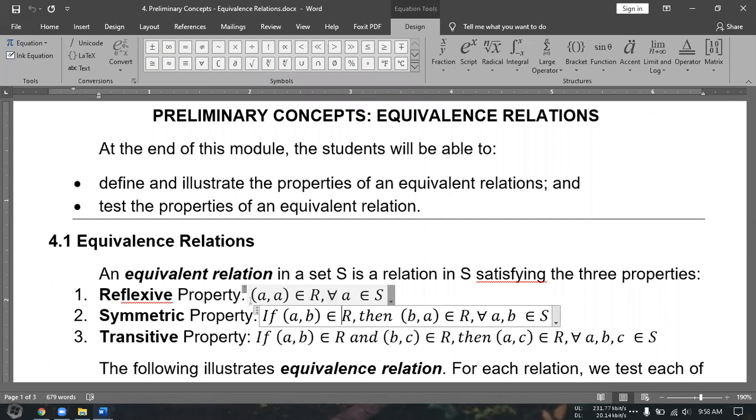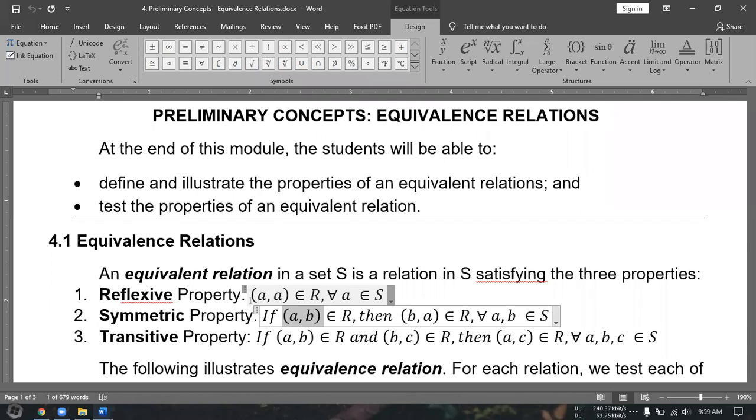And we have the symmetric property. If we have (A, B), which are elements of R, then we can also say that (B, A) is an element of R, for all A, B element of S. It's only trying to tell us na if A is related to B, then B is also related to A by the symmetric property.